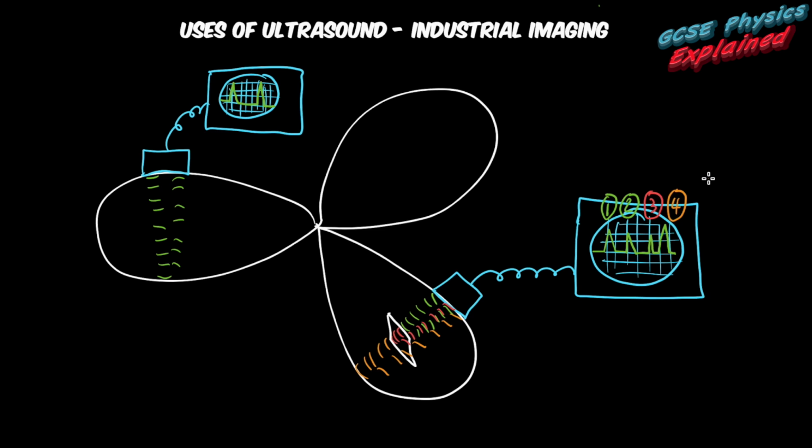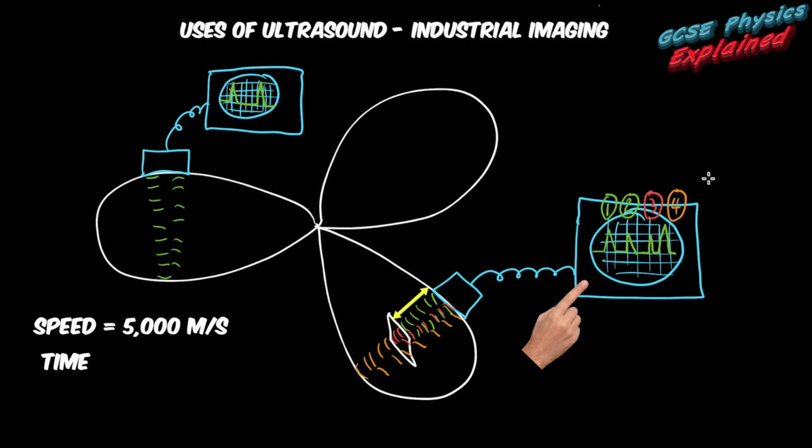For more marks, to get you up to level 9, the examiner might ask you to calculate the depth of the crack. You'll need to know the speed of ultrasound in the material and the time for the reflection off the crack. Either the examiner will just tell you those values, or they'll tell you the speed. For example, ultrasound travels 5,000 meters per second in steel, roughly, and you'll need to look at the screen of the cathode ray oscilloscope to get the time.